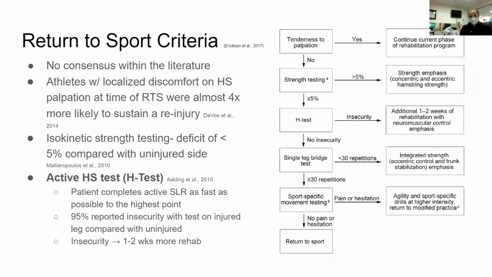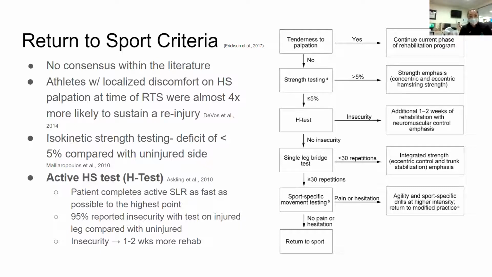All right, so as I mentioned earlier, in this Erickson article, the authors got together and reviewed all the literature and came up with this return to sport testing algorithm. Basically because there's no real consensus within the literature of a set protocol to determine when someone's ready. So they went ahead and did that based on the research they found.